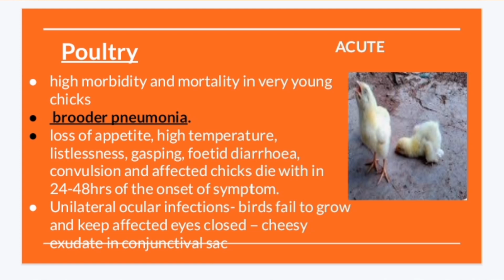The typical symptoms are loss of appetite, high temperature, listlessness, gasping, and diarrhea. Here in this picture you can see the gasping of the chicks, and if it reaches the brain through the blood, then it can cause paralysis as well as other CNS involvement. Unilateral ocular infections are also mainly seen here, with cheesy exudate in the conjunctival sac.